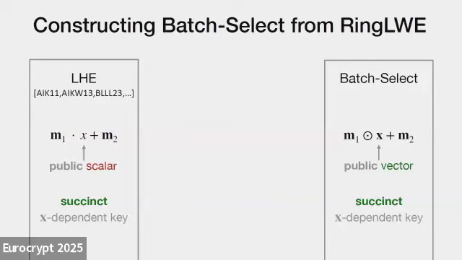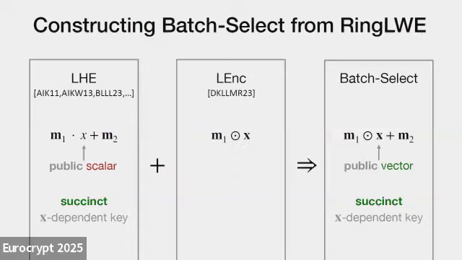On the right-hand side, you can see the thing that we want the receiver to get from the batch select decryption, right? It's some kind of encrypted message vector M1, component-wise multiplied with the public vector X. Comparing this with LHE, what we can actually easily get using a simple LHE scheme from ring LWE is the multiplication between an encrypted message vector M1 and a public scalar X. So the main question is how do we bridge this gap between these two things?